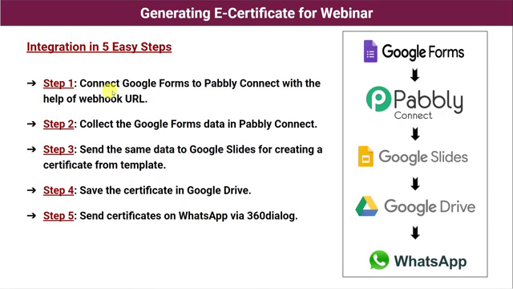Step 1. Connect Google Forms to Pabbly Connect with the help of webhook URL. So first we have to go to Pabbly Connect. Pabbly Connect will offer us a webhook URL. By using that webhook URL, we have to create an integration between Pabbly Connect and Google Forms.